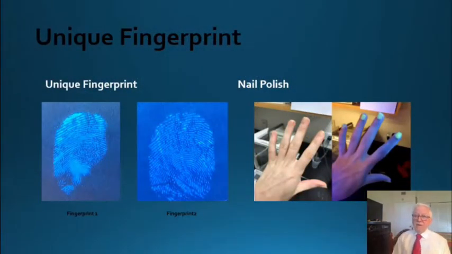Another application is related to the fingerprint. So again, having the gel-like, if we put our fingers onto the gel-like and put it on a piece of paper, using white light we don't see any fingerprint. With blue light, now we can see the fingerprint. So for two of my graduate students, two different fingerprints.